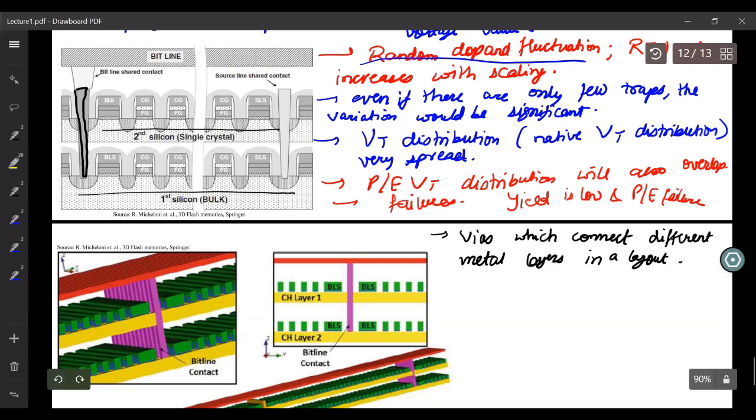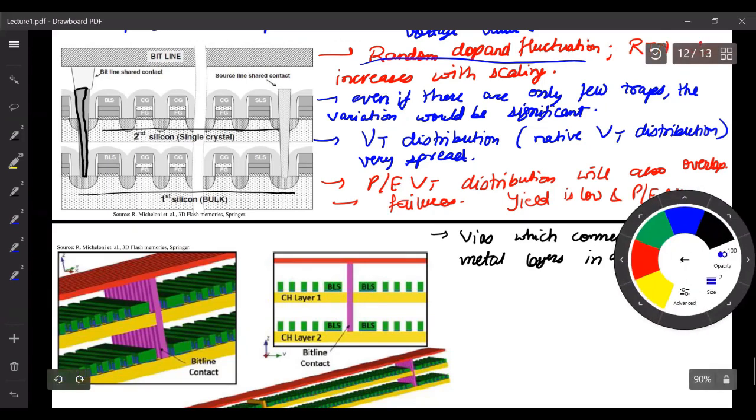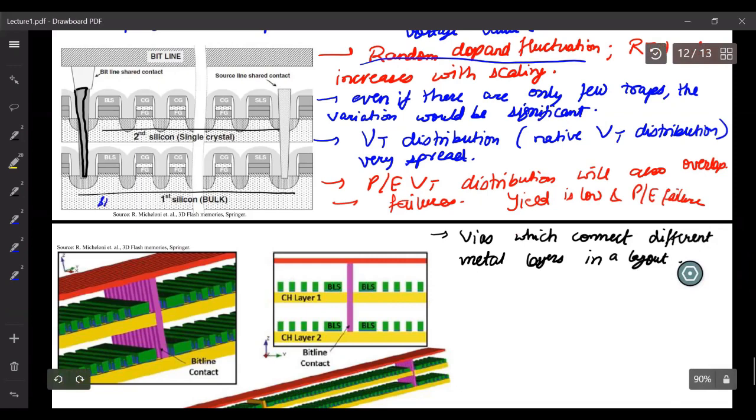But here, this via is connecting one layer of 3D NAND flash cells with another layer. So you have one silicon wafer here, and on top of it you have a different silicon wafer or different layer. So you have two different chunks of silicon. It may not be a wafer, it may be silicon which has been grown, but you have different pieces of silicon on top of each other, which you have to connect with the help of a via.